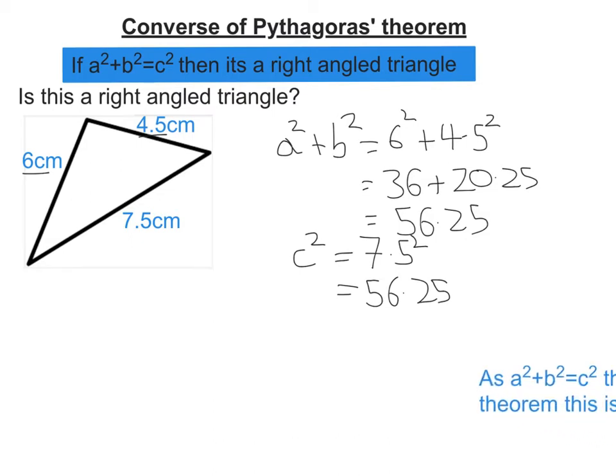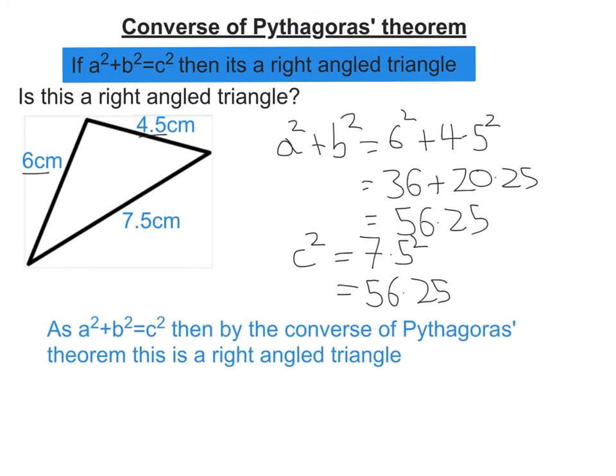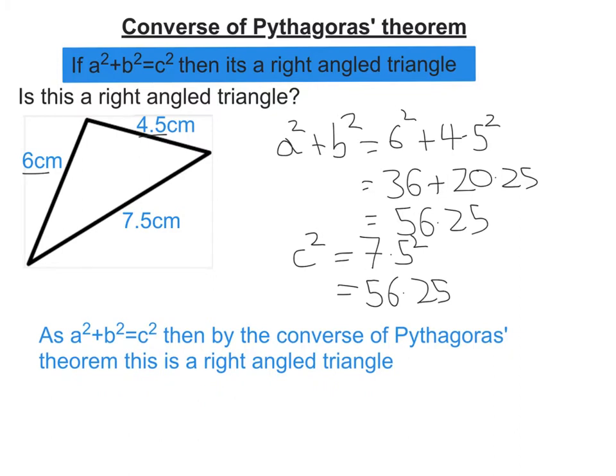Now, remember, we need to show that and communicate that to our examiner, and we'd have to write: as a squared plus b squared equals c squared, then by the converse of Pythagoras' theorem, this is a right-angled triangle.